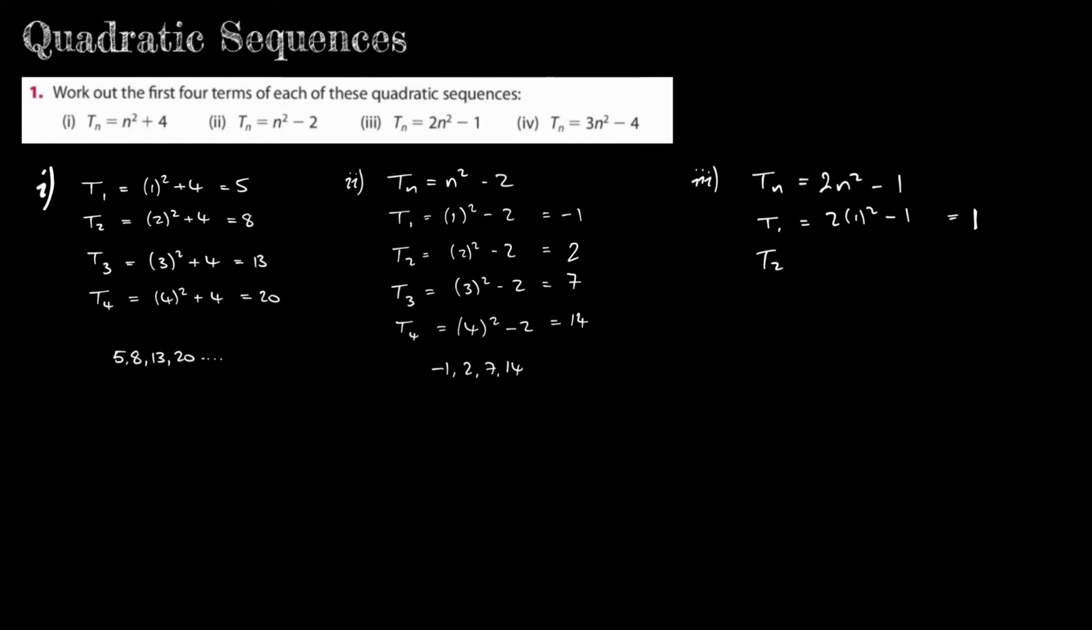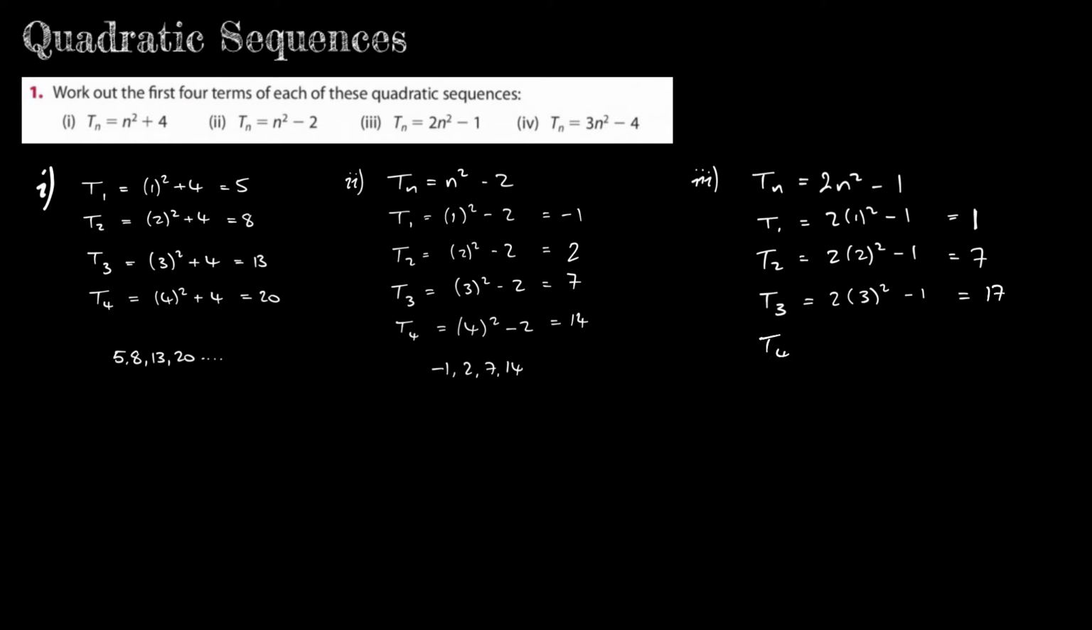T of 2 will be equal to 2 of 2 squared minus 1. Do our indices first. 2 squared gives us 4. 4 times 2 gives us 8. 8 take away 1 leaves us with 7. Do t of 3. 2 times 3 squared minus 1. So indices first. 3 squared is 3 times 3, which is 9. 9 times 2 is 18. 18 take away 1 leaves us with 17.